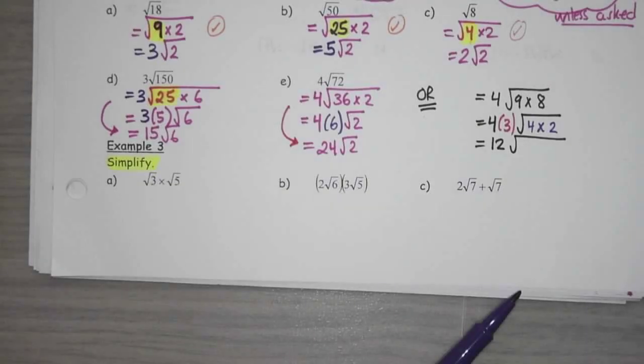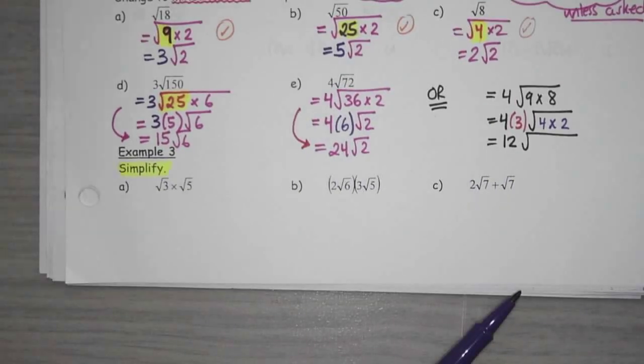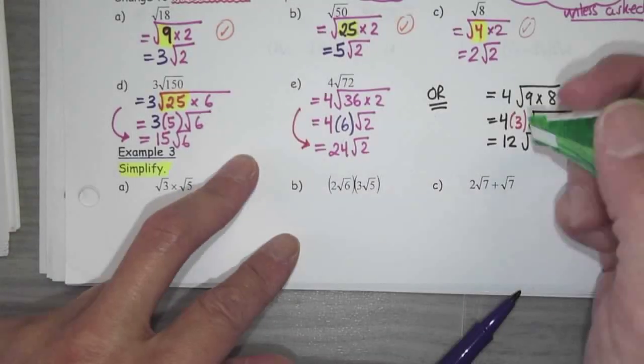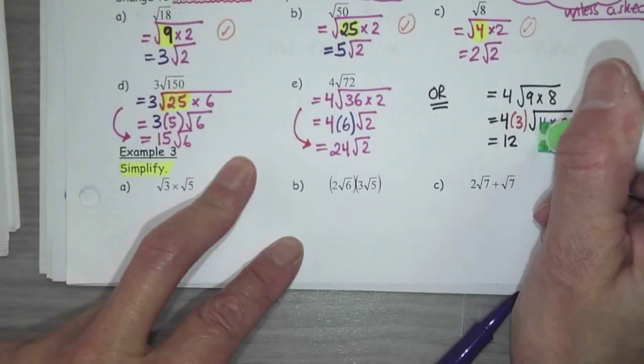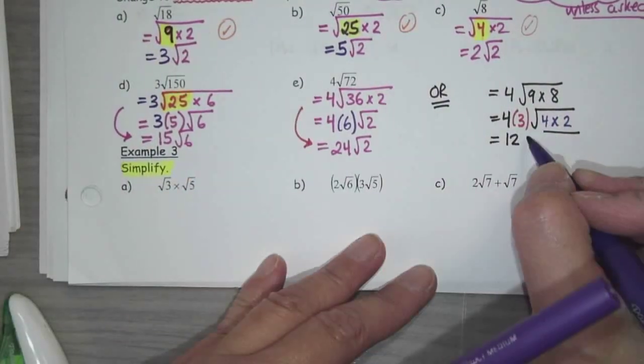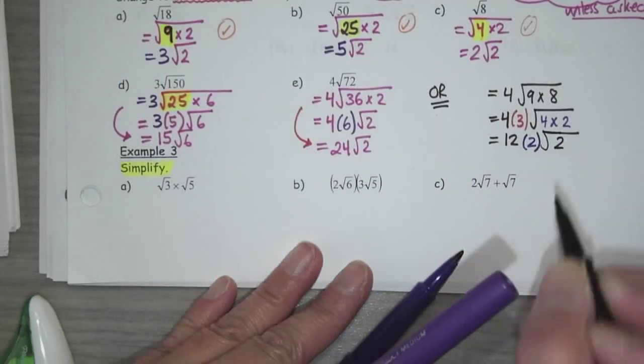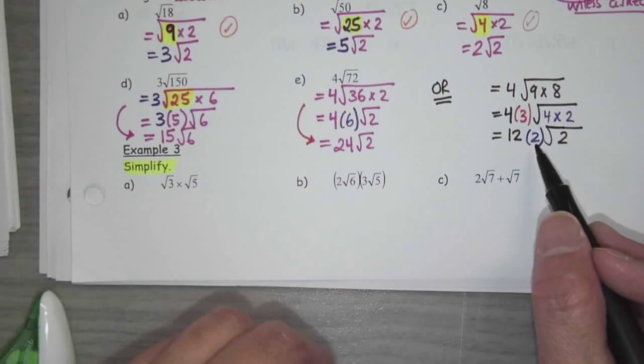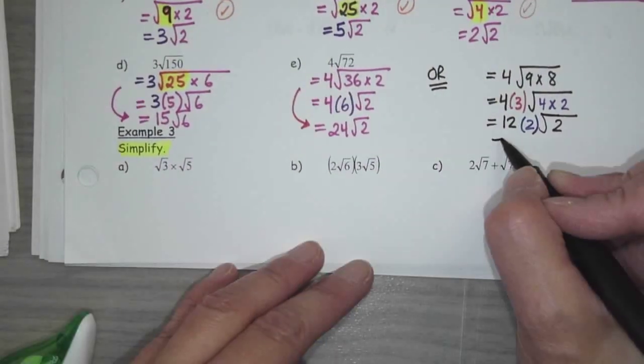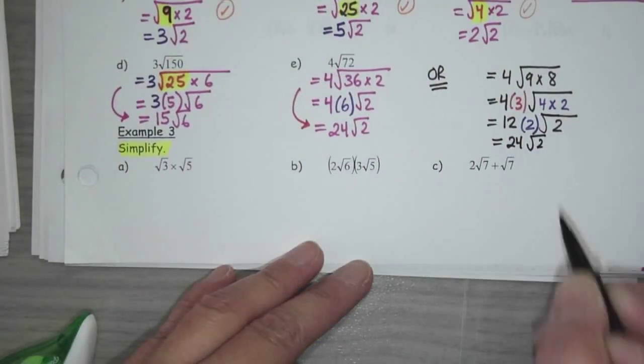Sorry, wrote that wrong. I want to take out the 4. So take out the 4. And the exact 4 would come out as 2. Sorry, needed a new whiteout. So then here, the 4 would have come out as a 2, and then you leave the root 2 inside. And then look, 12 times 2 is 24 root 2. So you're going to get there.